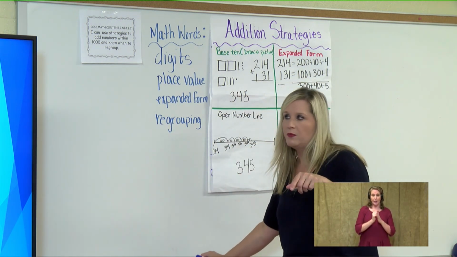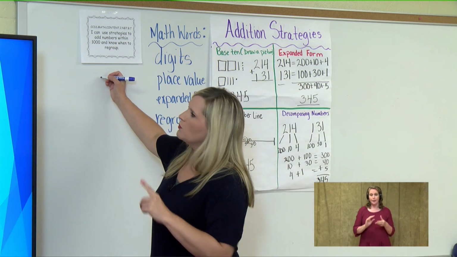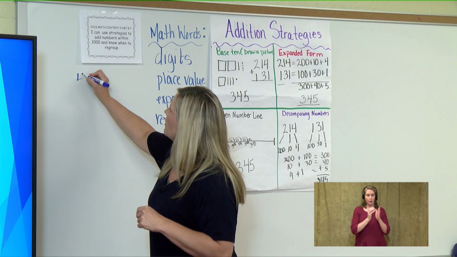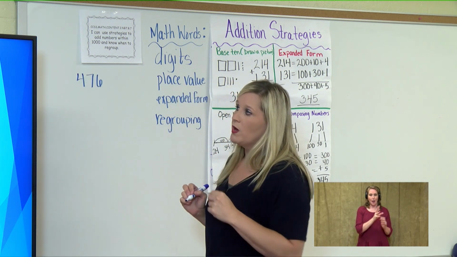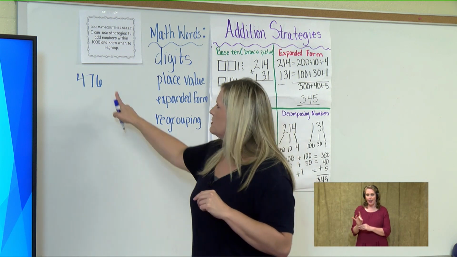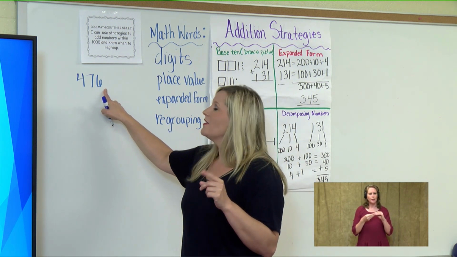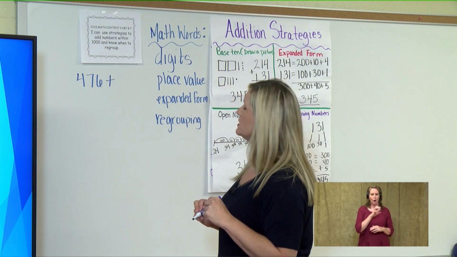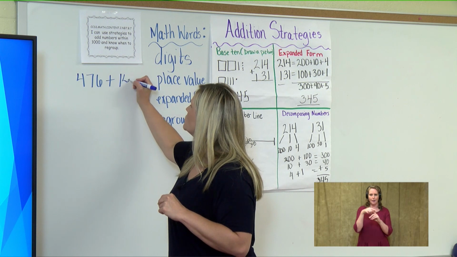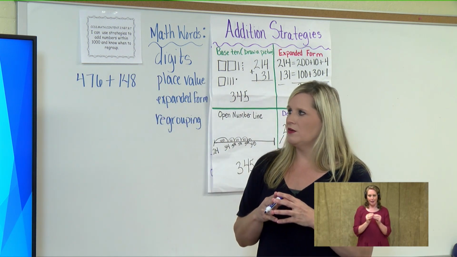If you have a piece of paper, I want you to do this with me. So we're going to write down our two numbers so we know that we need to put 476 together with 148. What's that symbol that we use right here to show addition? That's right, we use a plus sign. We want to say 476 plus 148. So we want to put those two numbers together.